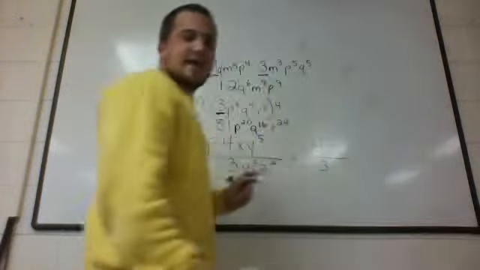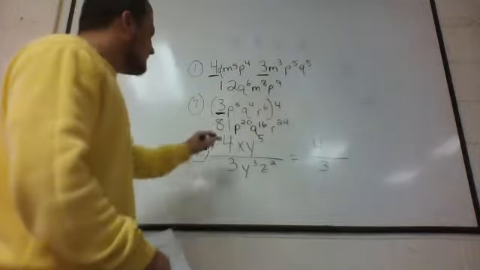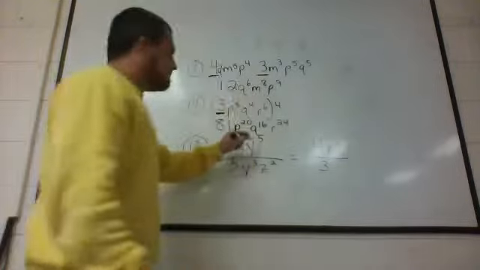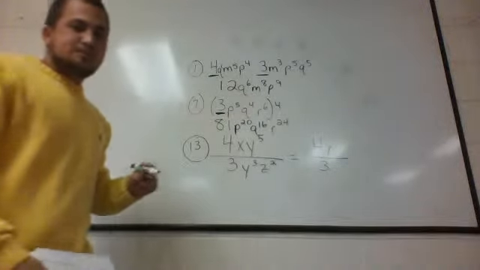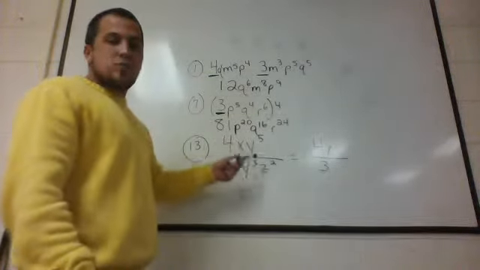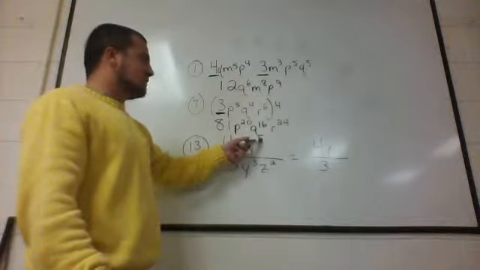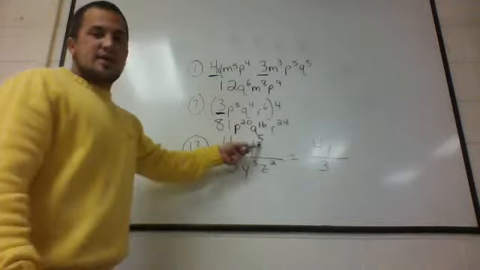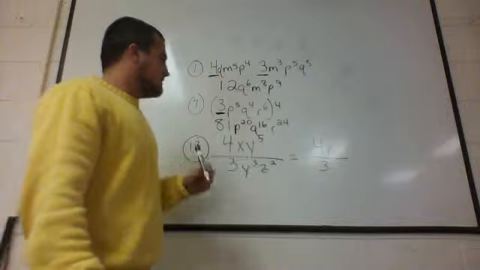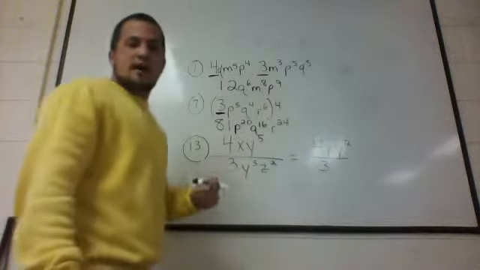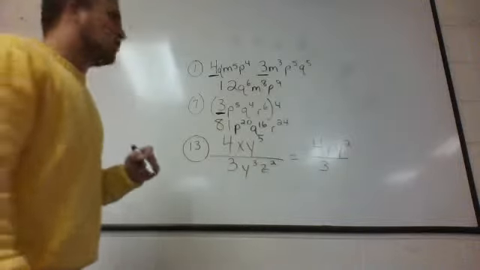Since we can't reduce, the 4 and the 3 will stay as they were on the top and bottom. The x has nothing to pair up with, so it stays on the top. We have y to the 5th and y to the 3rd. We look for in our y's, where's the bigger exponent? It's up top. So we start with the bigger exponent. We say 5 minus 3, and that gives us y to the 2nd. It stays up top because that's where the bigger exponent was.